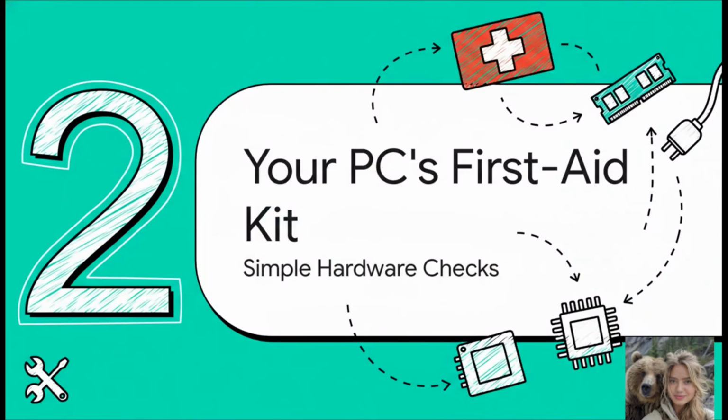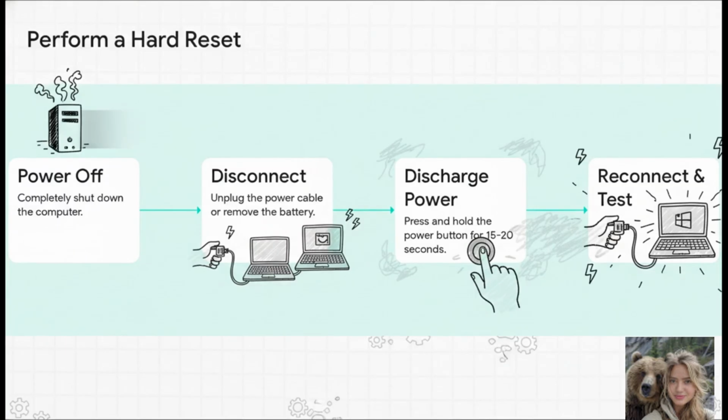So now that we can kind of understand the message, what's the first thing we do? Well, let's open up our PC's first aid kit. Before you even think about software, there are a couple of super simple physical checks you should always try first. First up, the good old hard reset. Sometimes a little bit of leftover electricity can make computer parts act, well, weird. By shutting it down, unplugging it, and then holding that power button down, you're basically draining all that stray power. It gives your hardware a completely fresh start, and you'd be surprised how often this works.